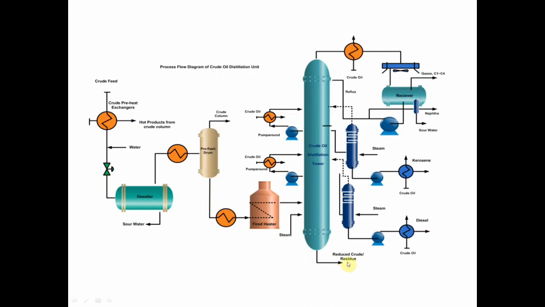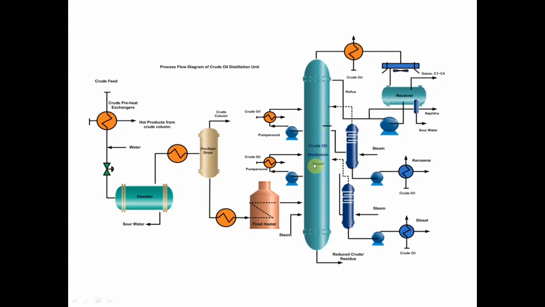And from the bottom of the crude distillation unit, the residues are taken. Residues are nothing but the tar, or you can say the road oils. That is the residue, the thickest part of the crude oil, which is taken from the bottom of the crude distillation unit. So this is how the CDU works.